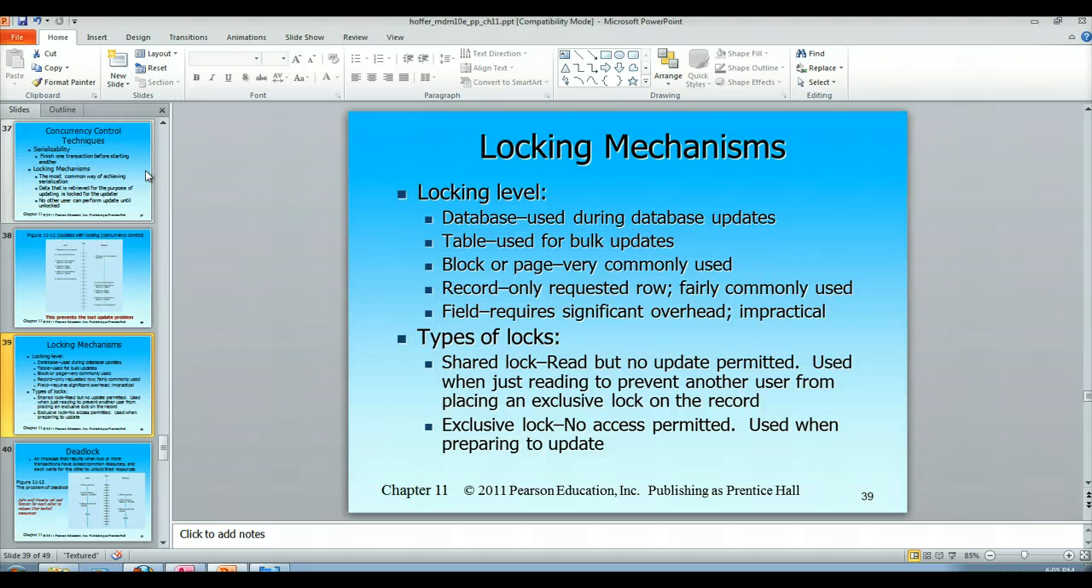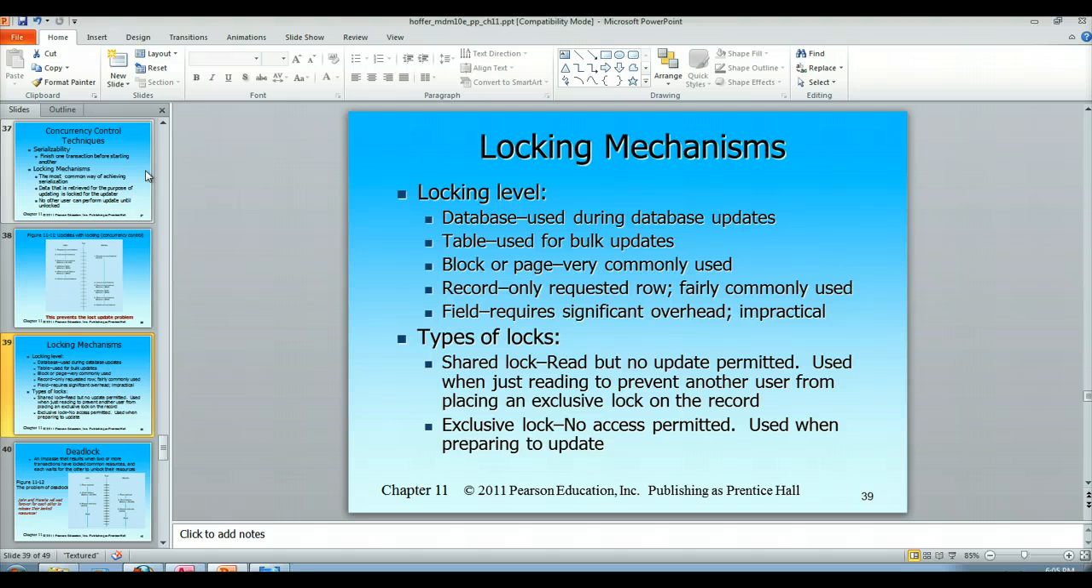You can lock a particular record, as was done with John and Marcia, as far as their account balance record was concerned. Again, fairly commonly used. And you can actually lock a particular field within a record. Again, that's going to require significant overhead, and it's pretty much impractical. And then there are really two types of locks. Again, this is not exhaustive. This is an overview. But there are basically two kinds of locks.